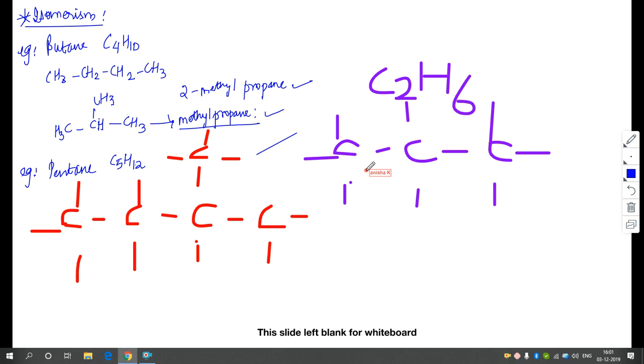Is that right? Okay, this is right. So what will be the name of this compound over here? Is it 2-dimethyl propane? If it is dimethyl, that means you have to put one methyl over here and one methyl over here. Okay, that way it will become methyl.